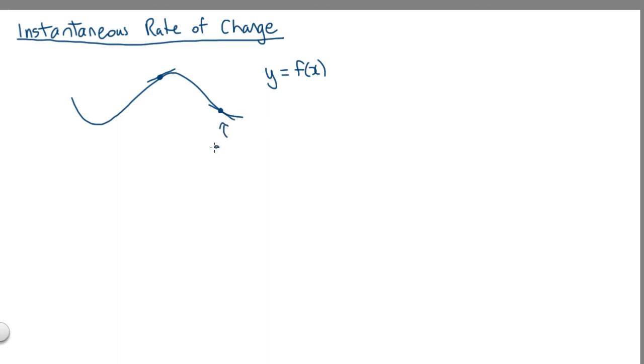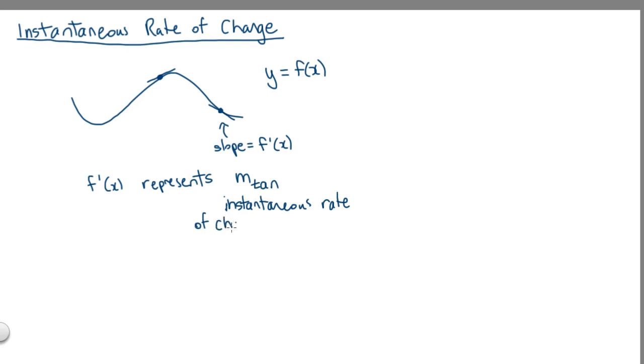So the slope of these tangent lines are given by f prime of x, our derivative. And f prime of x actually represents two different important quantities to us. It represents the slope of the tangent line, which we're familiar with by now, and it also represents what's called the instantaneous rate of change of our function f of x.